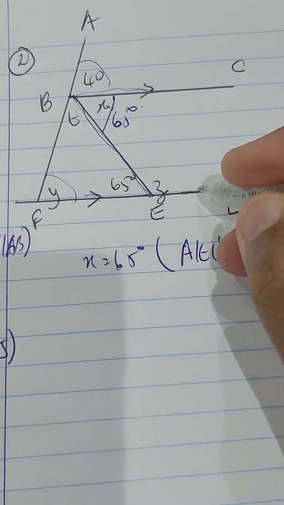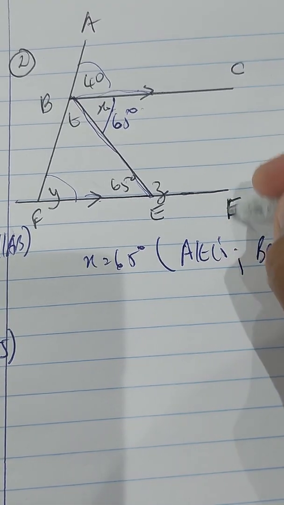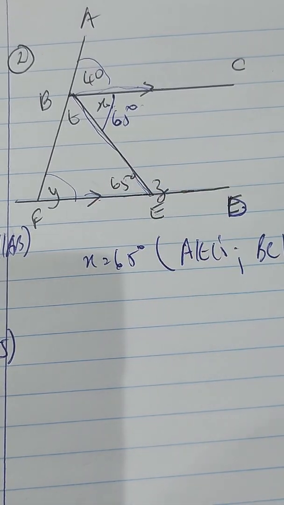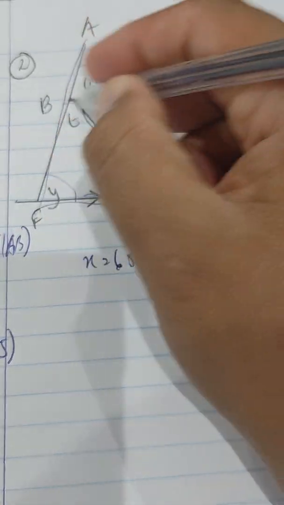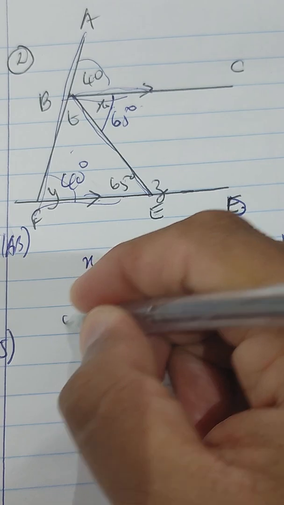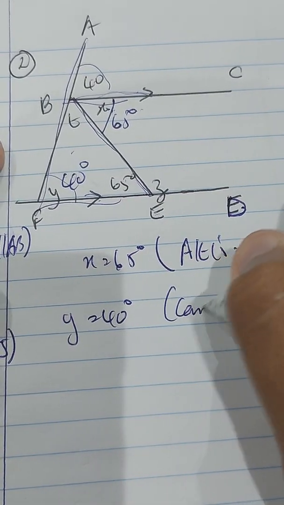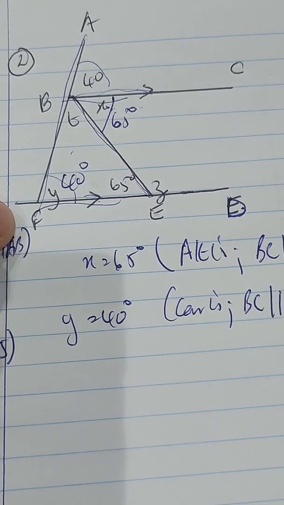Or, I think I marked it wrong there. This must be a D. Okay, FD or FE is the same thing, or DE. So 65 there. Then we said the corresponding angles, as you can see there, so it makes y 40. Why is y 40 degrees? Because the fact that it's corresponding angles with BC being parallel to FD.